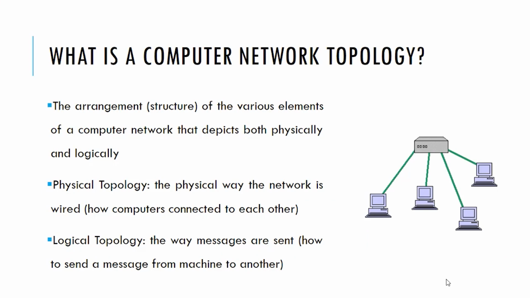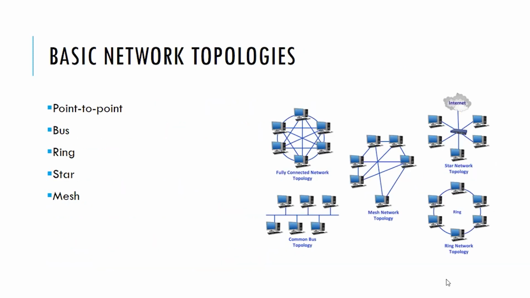The word topology means the arrangement, the structure of the various elements of a computer network, which depicts both physically and logically. The physical topology is the physical way the network is wired, how the computers are connected to each other. The logical topology identifies the way messages are sent, how to send a message, and how a message moves from one machine to another. The topology can be explained in physical and logical essences.